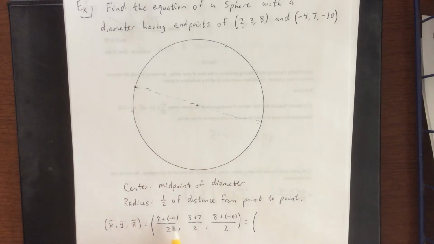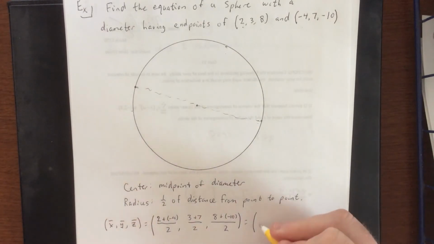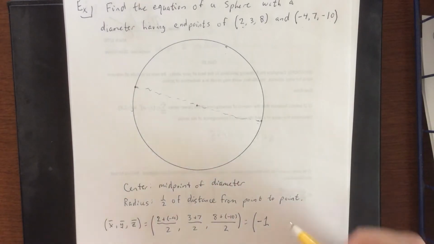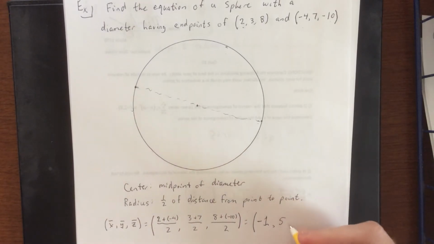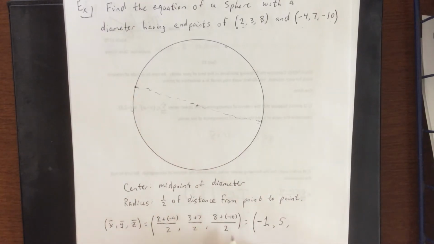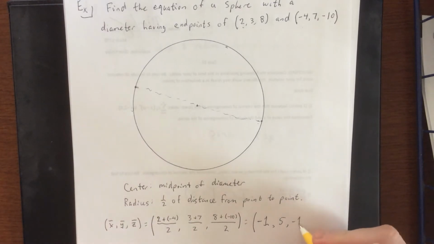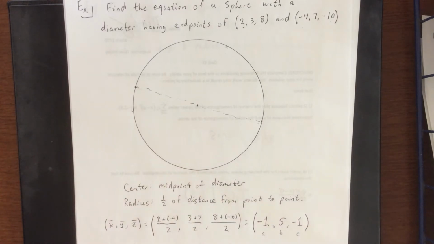Simplifying each of these, 2 plus -4 is -2. -2 over 2 is -1. 3 plus 7 is 10, over 2 is 5. And then 8 plus -10 is -2, over 2 is, once again, -1. So these three numbers right here will be serving as our A, B, and C as defined in the last video.